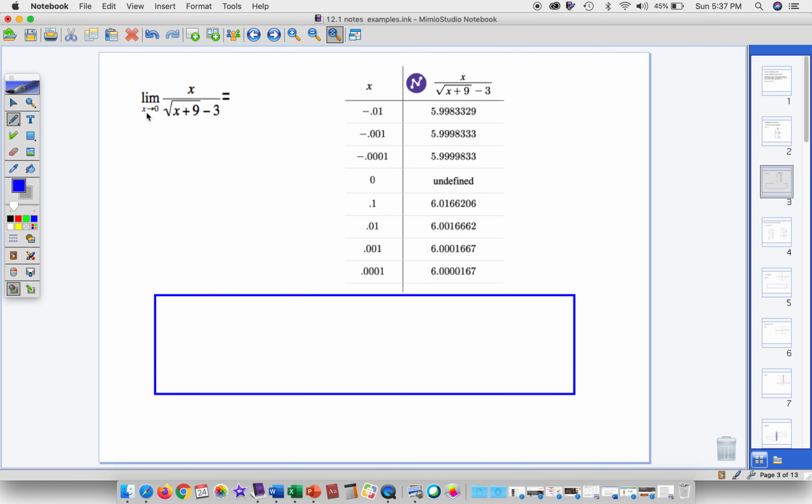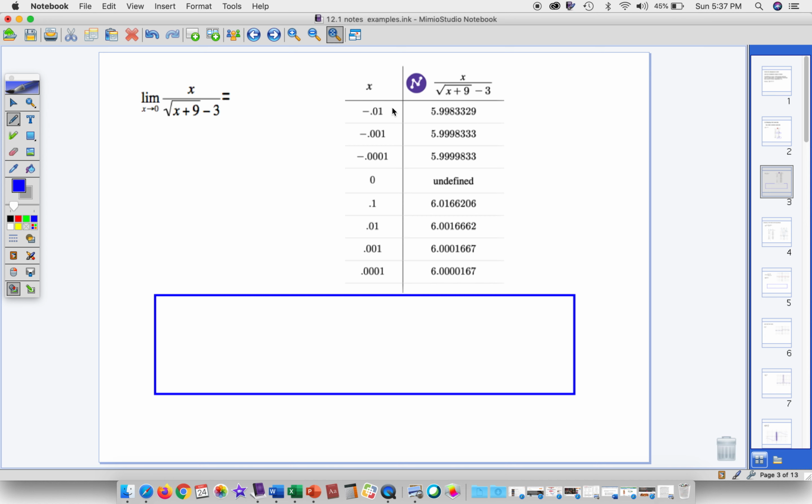So let's try another one. Here we have the limit as x approaches 0 of x over the square root of x plus 9 minus 3, and that minus 3 is outside the radical. If we did a direct substitution, we would get 0 over 0, which is considered to be indeterminate. So we can't do direct substitution here. A technique like a chart or table is a good one.